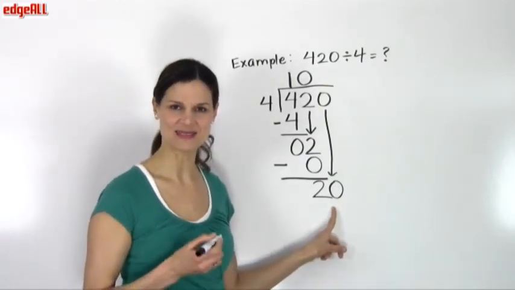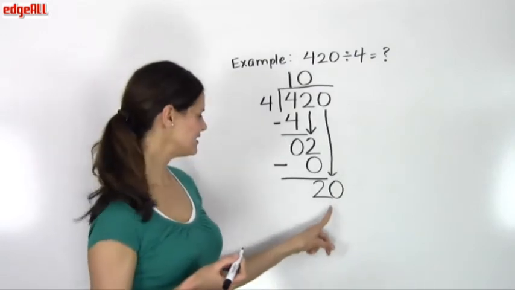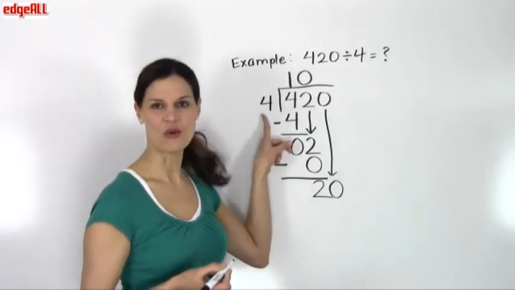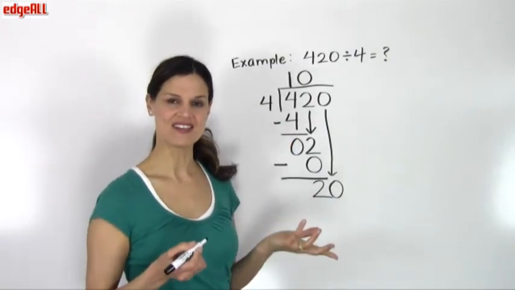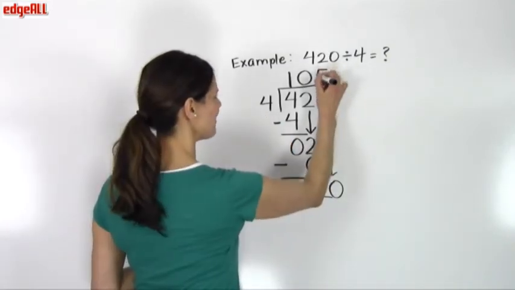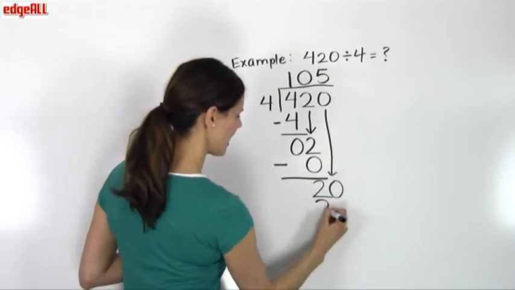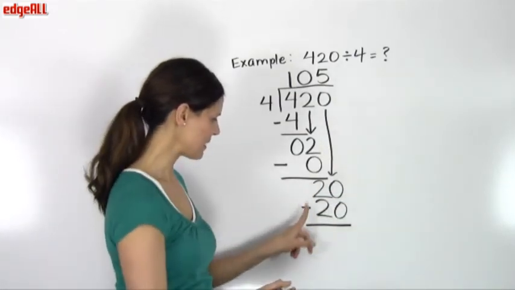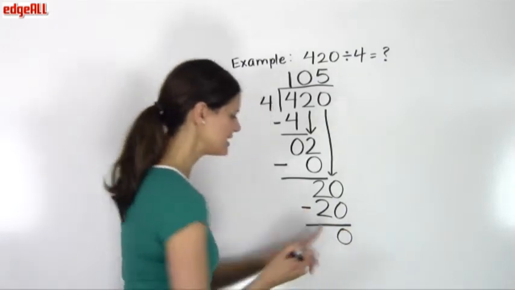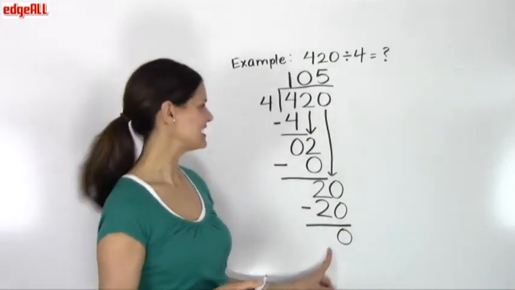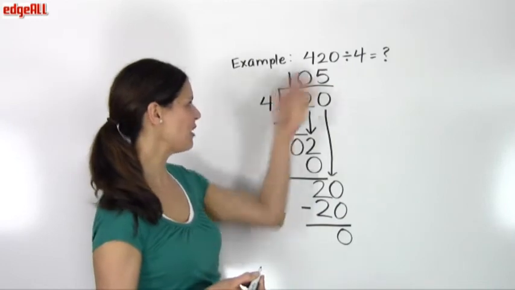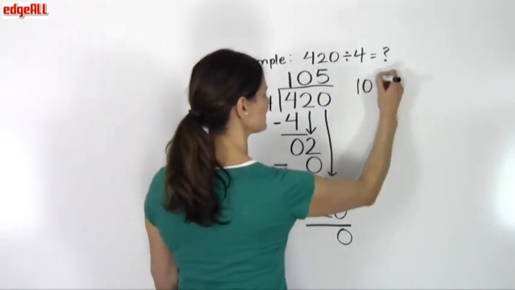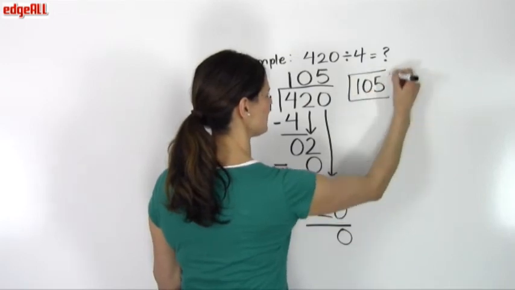I have a number that's much greater than 4 to divide by. So I now have the problem of 20 divided by 4, which is 5. If I multiply 5 times 4, I get 20 and put my answer here. Then 20 minus 20 equals 0, so I have no remainder and I'm finished working out the solution. So my answer is 105 with no remainder.